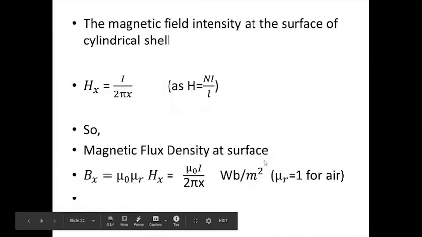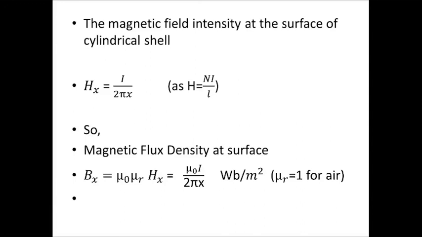The magnetic field intensity at the surface of the cylindrical shell Hx is equal to I by 2 pi x, as H is equal to Ni by L, N here is 1. So magnetic flux density at surface Bx is equal to mu 0 mu r Hx. Substituting for Hx, and taking mu r as 1, the expression for Bx becomes mu 0 I by 2 pi x Weber per meter square.